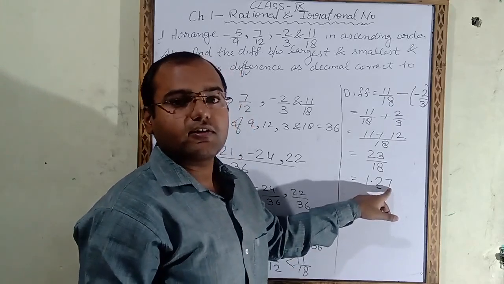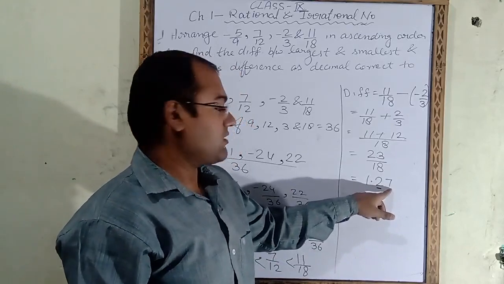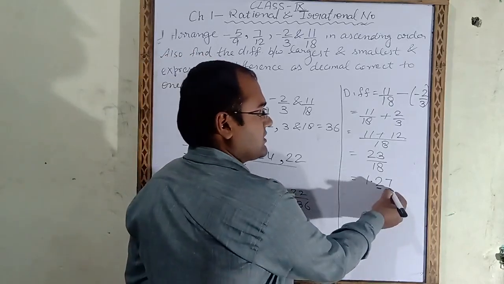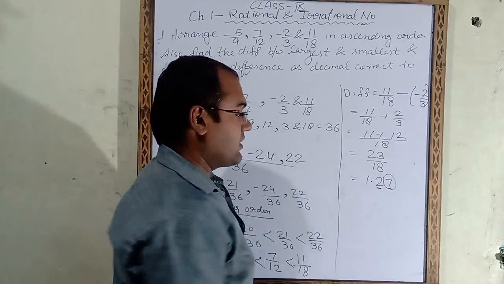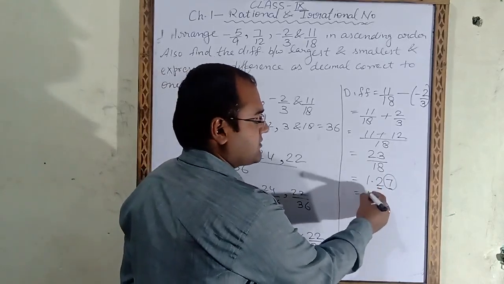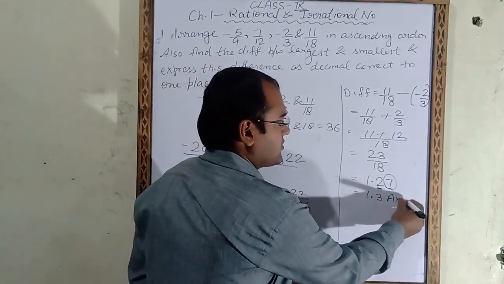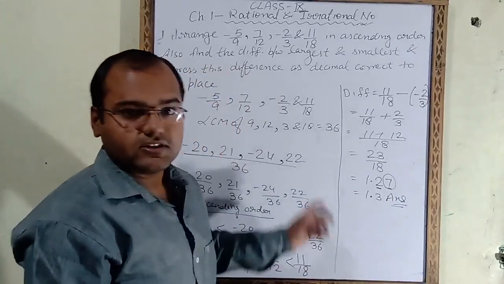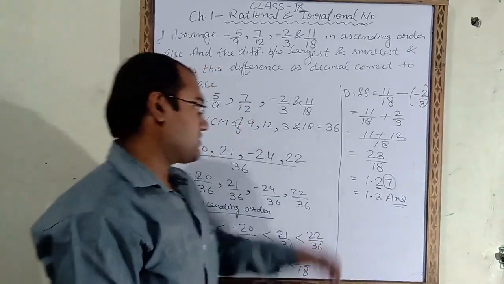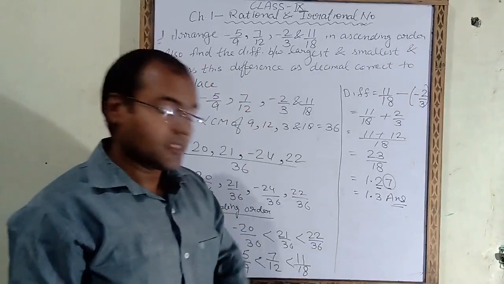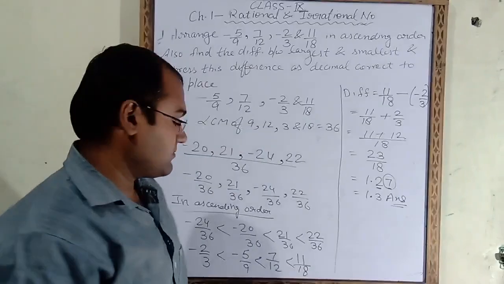7 is greater than 5. So what we will do? We will round off here. This is greater than 5. So what we will do? We will increase here by 1. This will become 1.3. So this is your final answer of this question. So in this way you have to solve such questions. Now come to the next question.